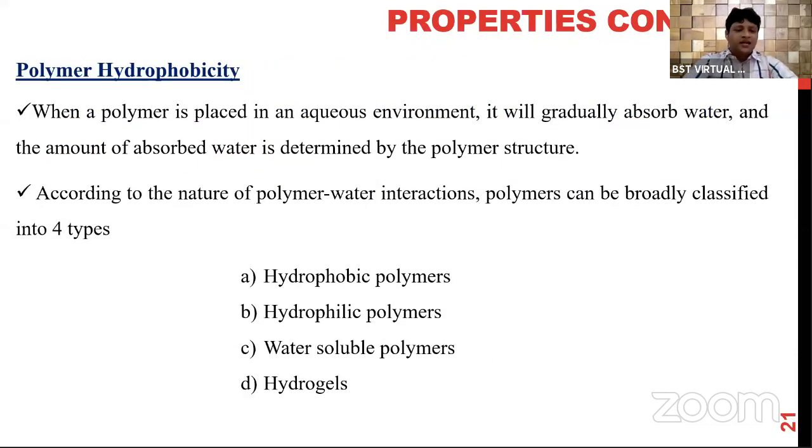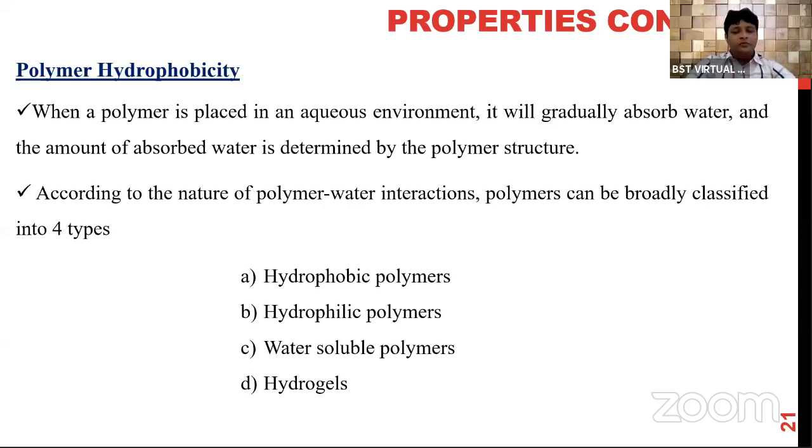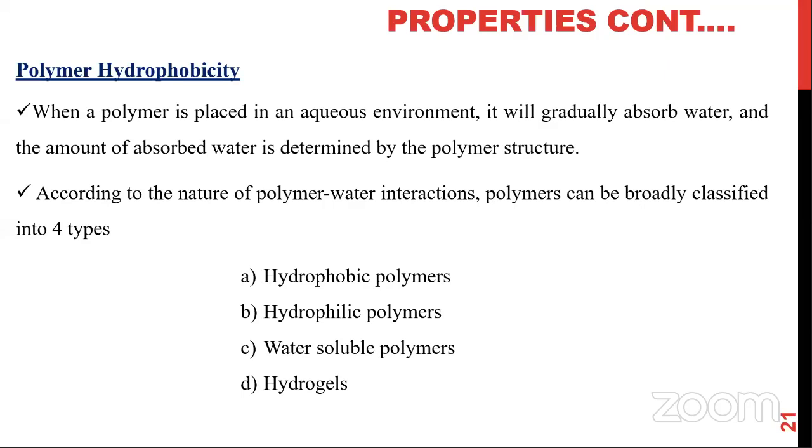Now, the second property is polymer hydrophobicity. Hydrophobicity is about the polymer's affinity towards its environment. That environment may be hydrophobic in nature, or it may be hydrophilic in nature, whatever it may be. So depending on the type of polymer and its properties, it will also have an impact on the dosage form.